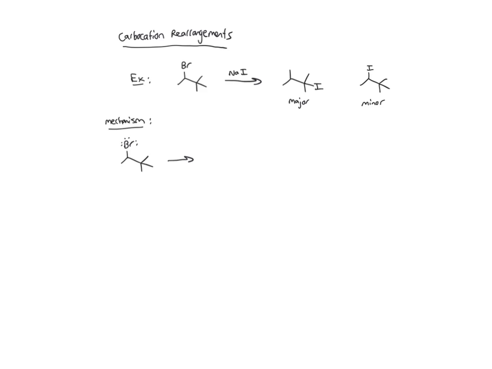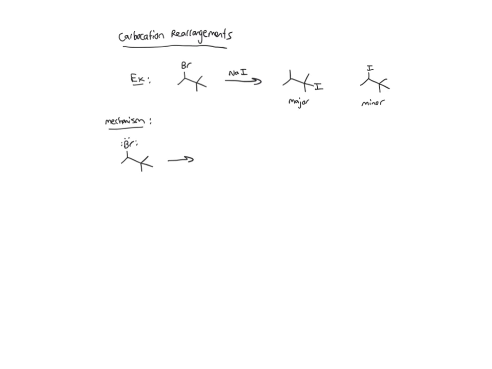One phenomenon that is unique to SN1 reactions, and we don't see it with our SN2 reactions, is carbocation rearrangements. So you can imagine why it might be unique for SN1 reactions, because we actually do go through a carbocation intermediate in these reactions. And where this comes into play is the following reaction.